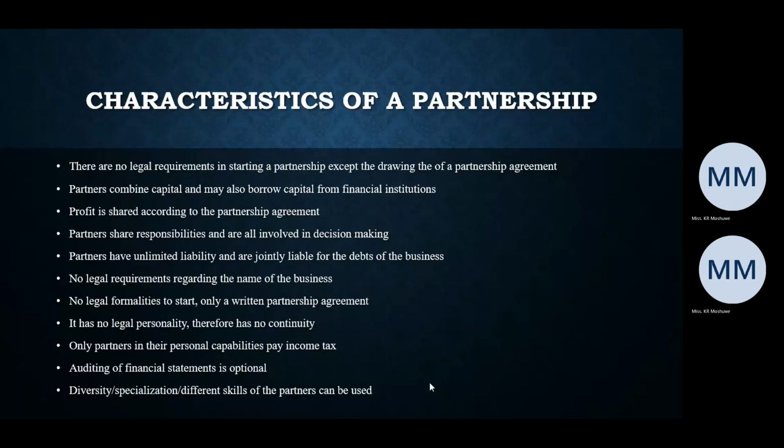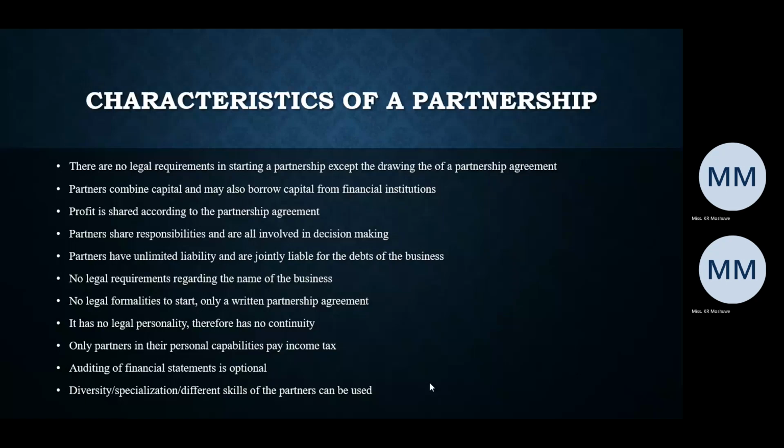So with partnership, there are no legal requirements regarding the name. You can have Tepo and Tabo, and that'll just be the name of your company. Nothing more needs to be added to it and nothing less. It says here there are no legal formalities to start, only a written partnership agreement. That's what we discussed earlier. You don't need anything, just drafting up a legal partnership agreement to start your partnership.